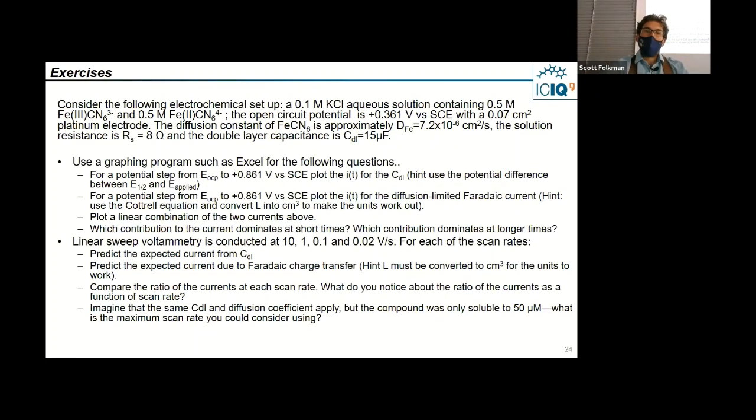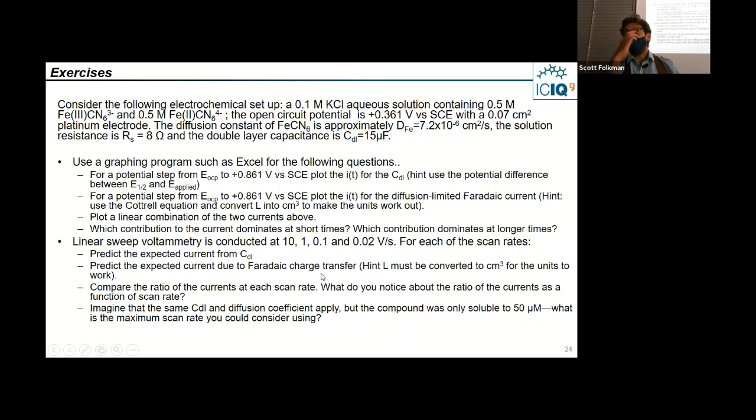So here's the homework or the exercises. I'll send this out in a Word document, and as I mentioned, I'll send out the slides. The first one is basically a potential step. You'll make a plot similar to what I showed earlier. And then for linear sweep voltammetry, you'll look at different scan rates. You'll determine the double layer capacitance at each of these scan rates. You'll predict the peak Faradaic current for all of those. I have a little hint here. And you'll compare the ratios of those.